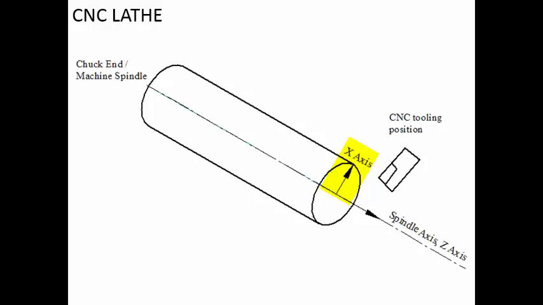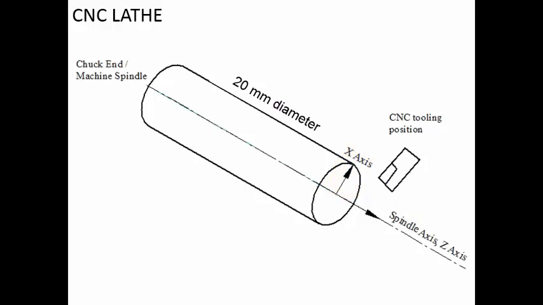For example, say you have an x-axis which is perpendicular to the z-axis, and you have a cylindrical object. At this particular point the diameter is 20 millimeter. Then the x coordinate of that particular point will be 20. So the x coordinate represents the diameter at a particular point. It is not the direct distance, it is 2 times the distance.